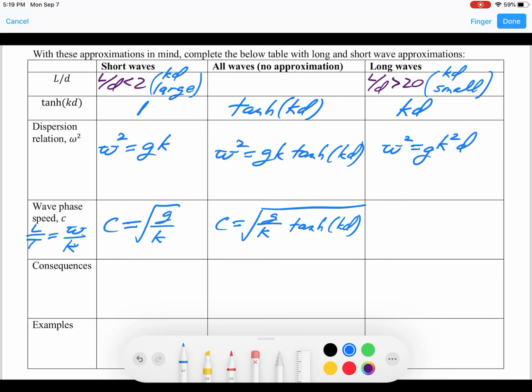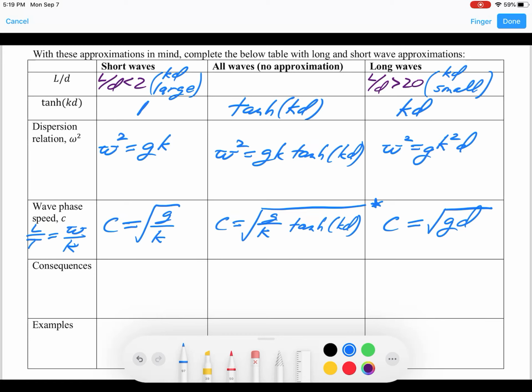And for long waves, if we insert that approximation, divide both sides by K squared, we can see pretty easily that it goes to a formula that we've seen in other classes involving fluid mechanics, which is the square root of G times the depth, okay? So really that's the long wave speed. If you see somebody telling you that's the wave speed, they're talking about long waves, okay?